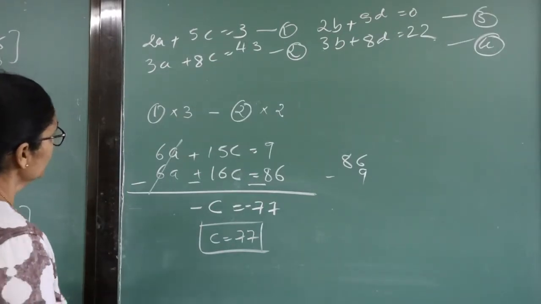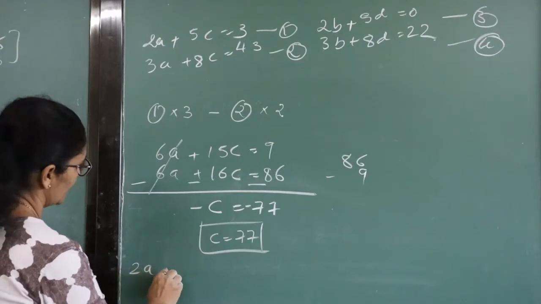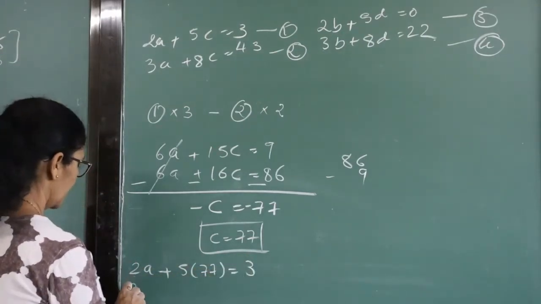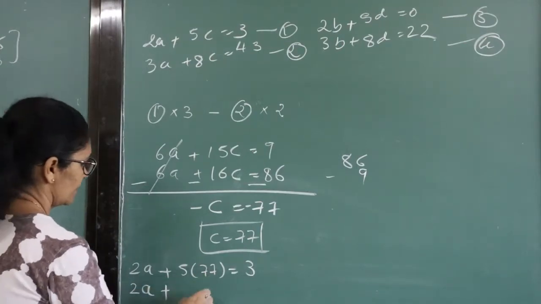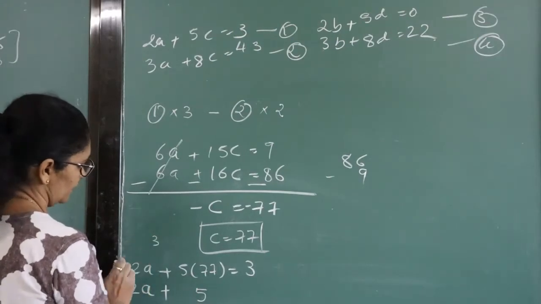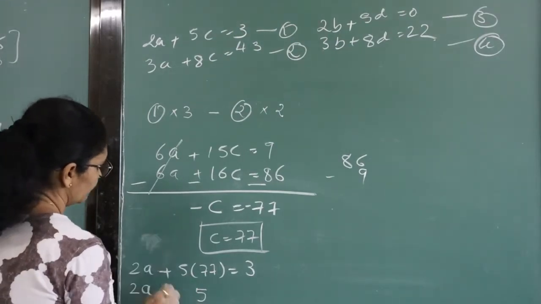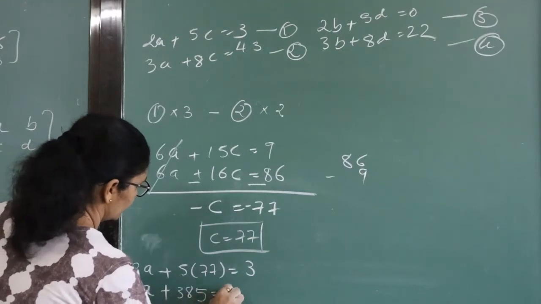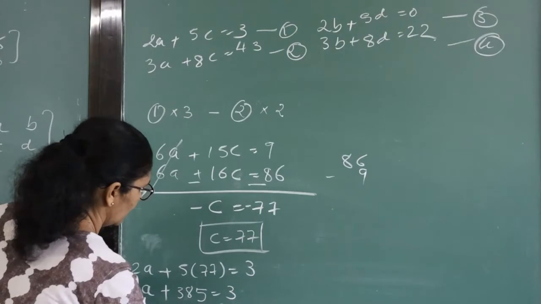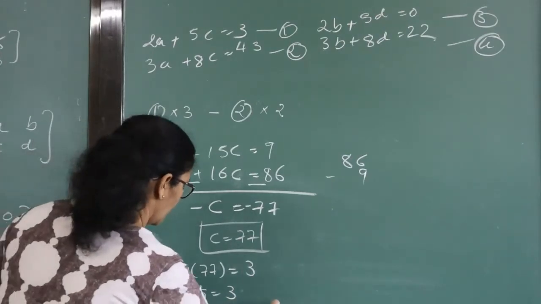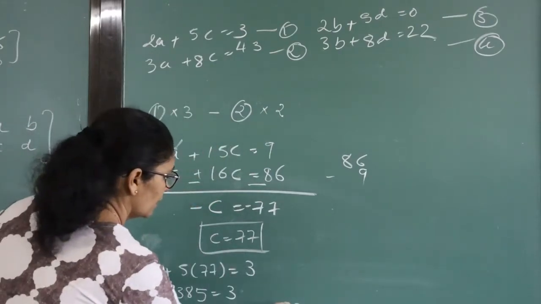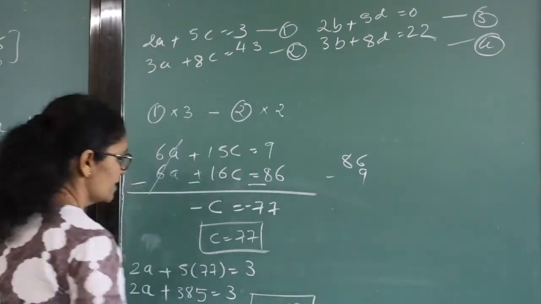Now check second. 2a plus 5 into -77 equal to 3. So 2a plus, 7 5s are 35, 7 5s are 35, and 3. So you get 2a equal to, we are shifting this side, 3, 8, 2 and a equal to 191 with minus sign. This is your second term.